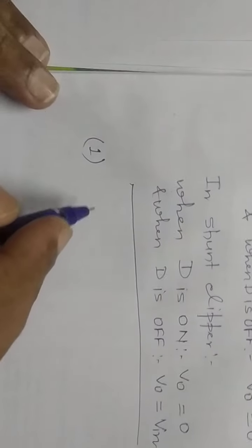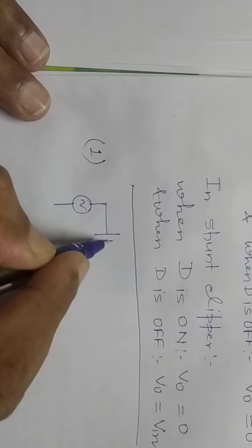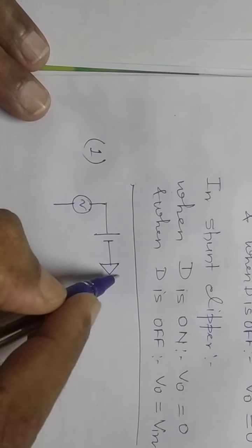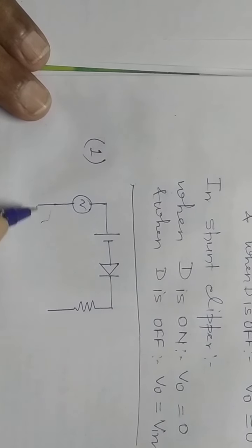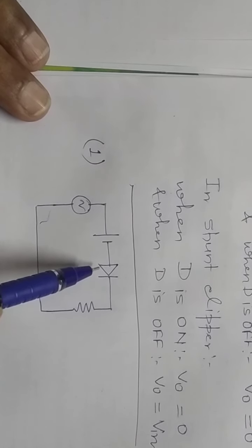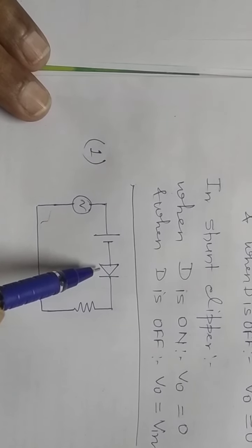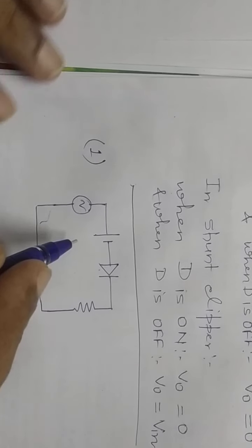Let our circuit be like this. This is a circuit which consists of a DC supply, a diode, and a resistance. It is a series biased clipper. Why series clipper? Because diode is present in the series branch, and why biased? As the DC supply is also present here.